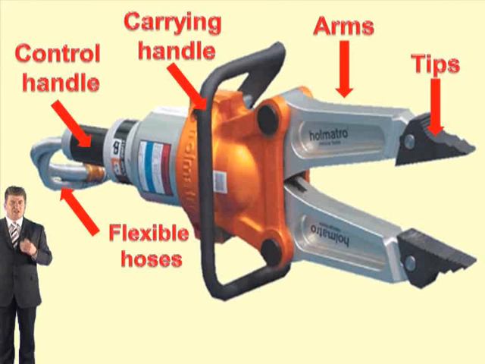Now let's look at the spreaders here and go through all the different parts of it. As you can see the spreaders there, there's the tips. That area there is called the arms of the spreaders. Clearly there, that's your carrying handle, which don't forget, all equipment must be carried by the carrying handle. And you've got a control handle there for opening and closing the spreaders. And you've got your flexible hoses. So that's what they look like.